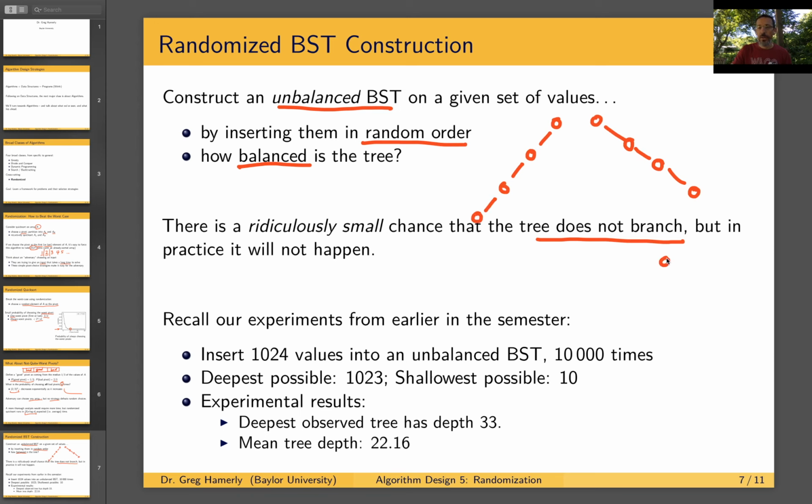Or it could be that the tree ended up looking like this, which is equally bad in the sense that it doesn't branch. And all of these go all the way down, right? But in practice, there's such a vanishingly small chance that this happens that it's practically impossible. And I sort of proved this using experimentation. Before we move into the experimentation, the chance of getting this tree, of course, is 1 over n factorial, right?